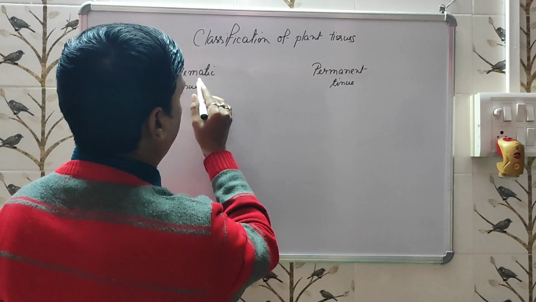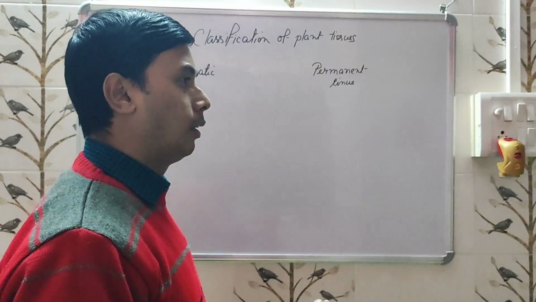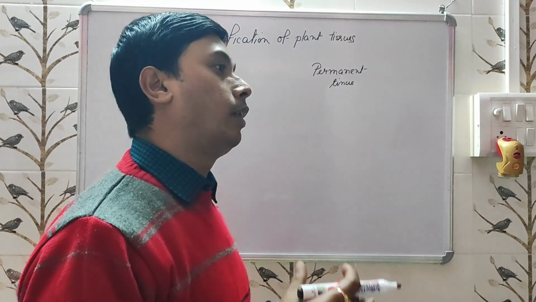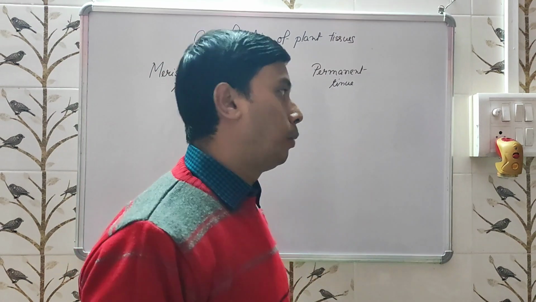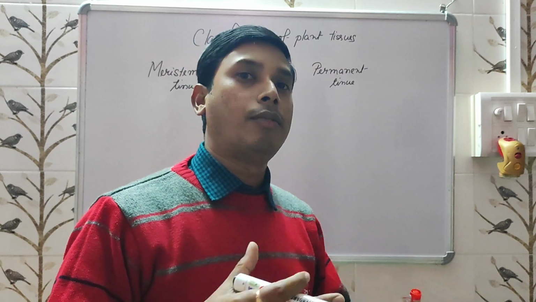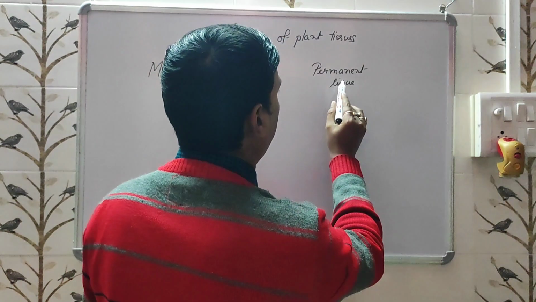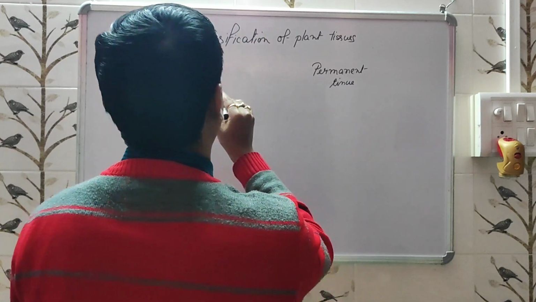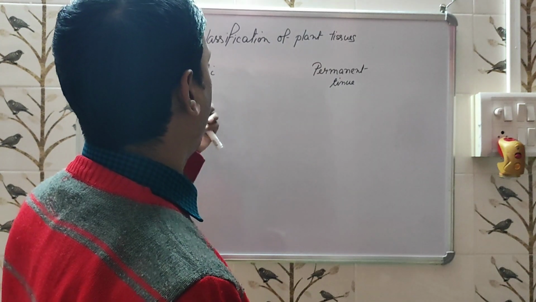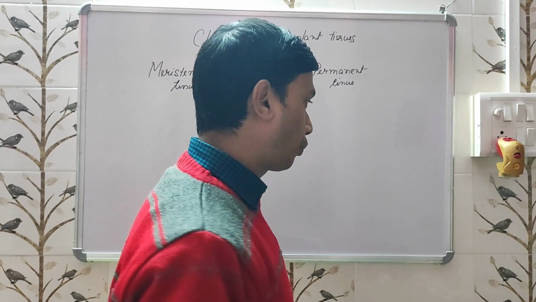Now, if we observe meristematic tissue, their cells can multiply, they can divide, and then they can grow. But if we observe the permanent tissues, here the cells have lost their ability to divide, they cannot multiply. And these permanent tissues are mainly derived from the meristematic tissues. So meristematic tissues grow and a few of them are turned into permanent tissue.